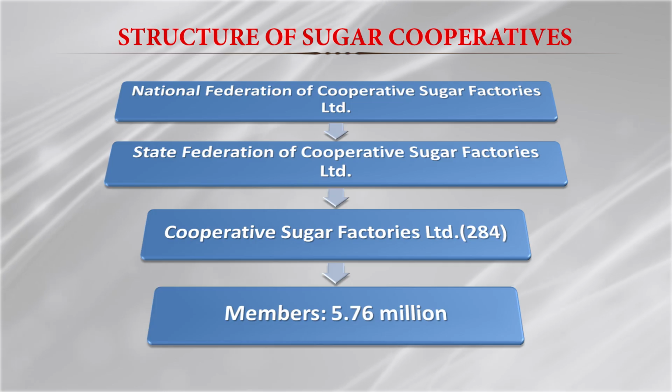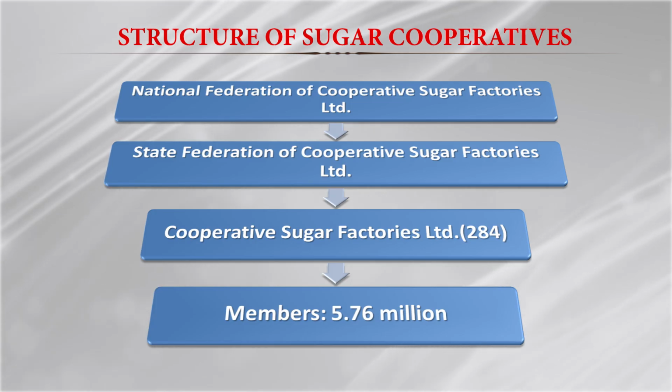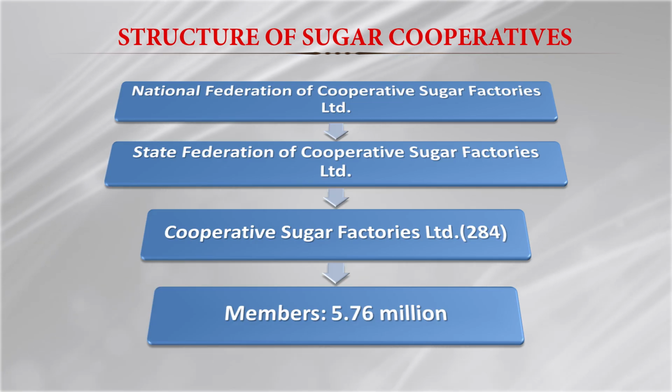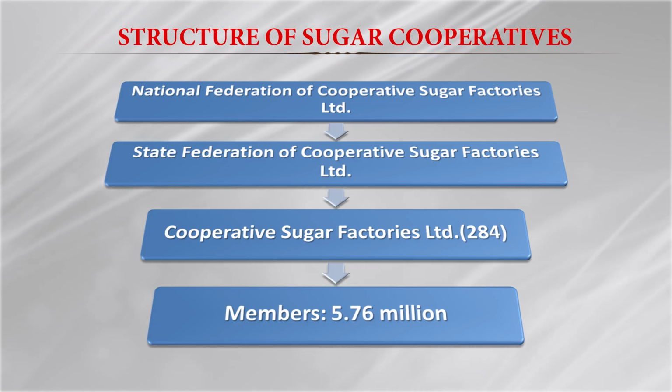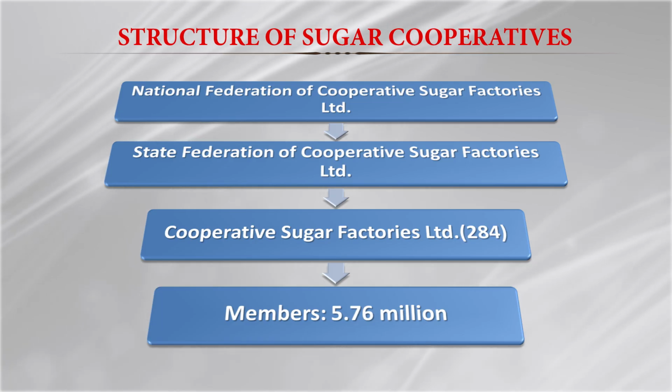The total membership of the sugar cooperatives is 5.76 million. So around 5.76 million farmers are members of the cooperative sugar factories involved in sugar production. They are the owners of the sugar cooperatives, which operate the factories, and they take the decisions related to cooperative operations, production, distribution, marketing, and all other matters. Now we can discuss the different levels of the organizations.